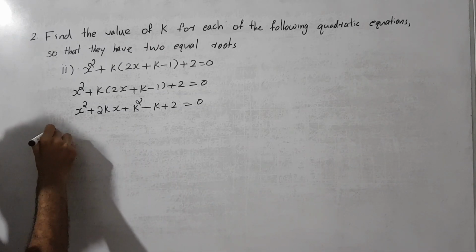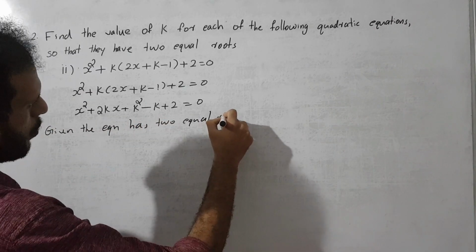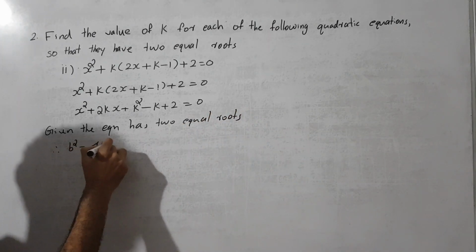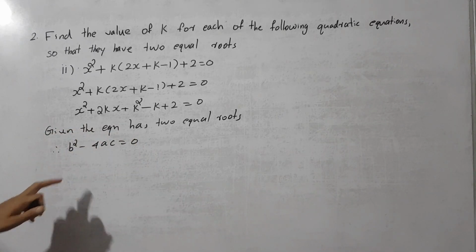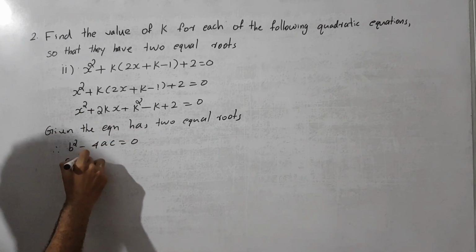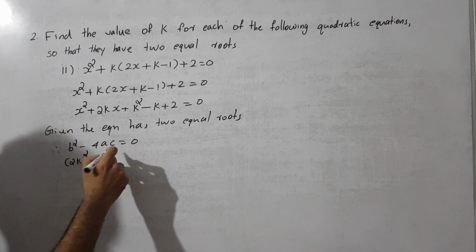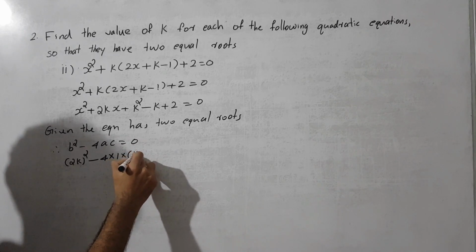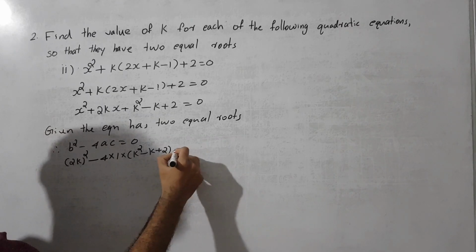As in the previous one, the equation has two equal roots. Correct. Therefore b square minus 4ac is equal to 0. Then what is b square minus 4ac? What is b? b is 2k. Then 2k whole square minus 4 into, what is a? a is 1, into, what is c? c is k square minus k plus 2, is equal to 0.